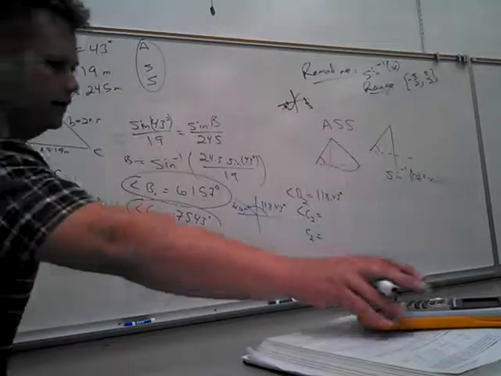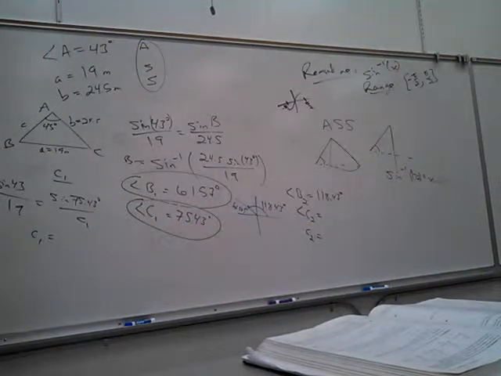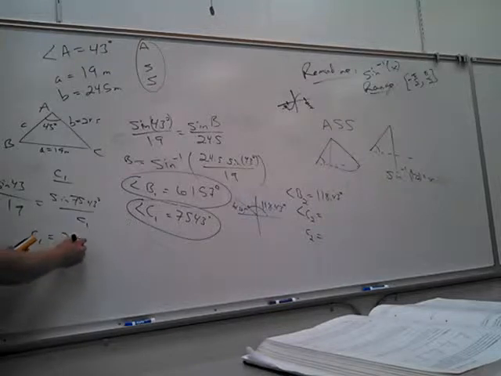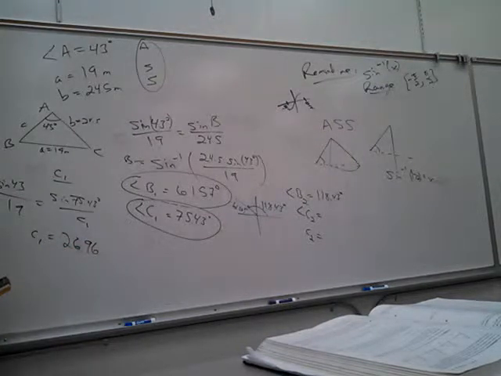So here I get C1 is, well, let's see. What are you getting for C1? It's almost exactly 27. Yeah, it's almost exactly 27. 26.96. So that triangle is solved. This house is clean.